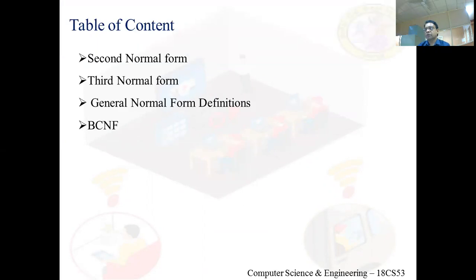So we have these topics for today's discussion: second normal form, third normal form, general definitions of second normal form and third normal form with the help of the Lorentz relation, and then the additional normal form, that is BCNF, Boyce-Codd normal form.